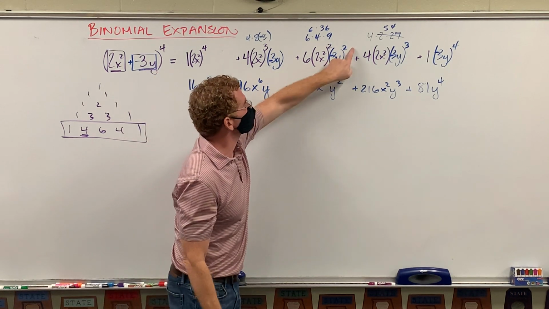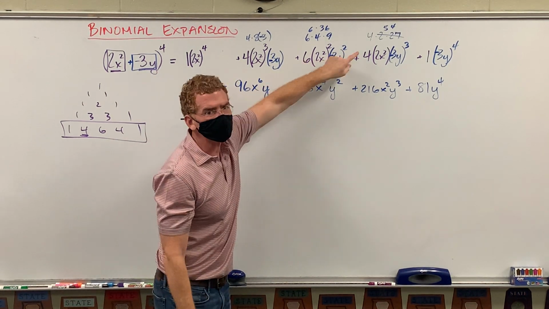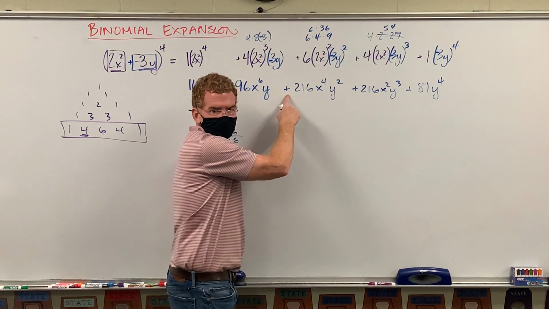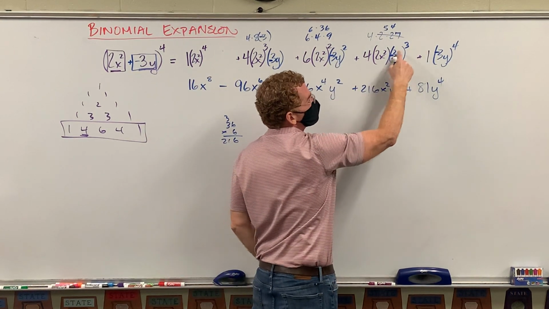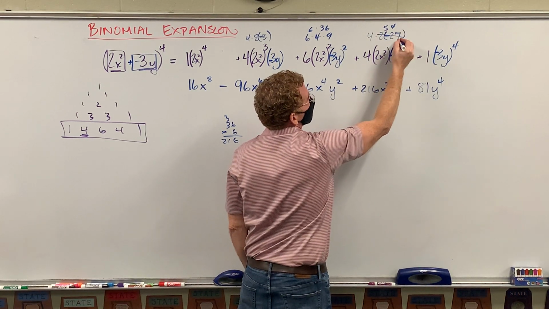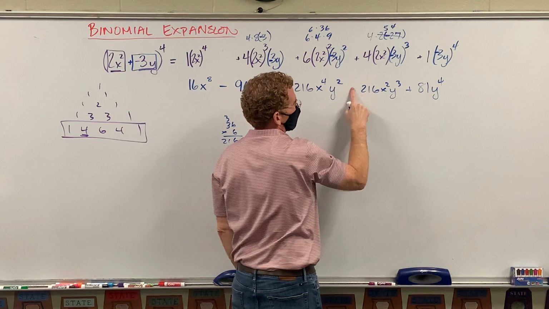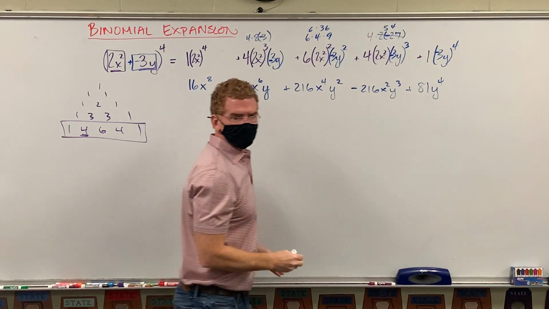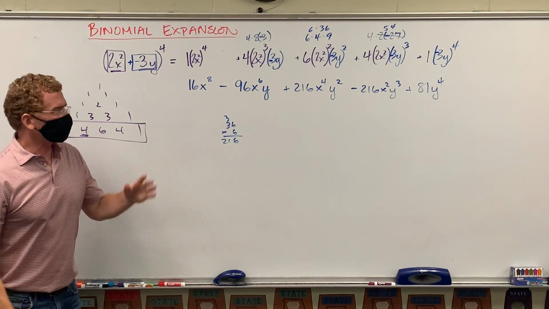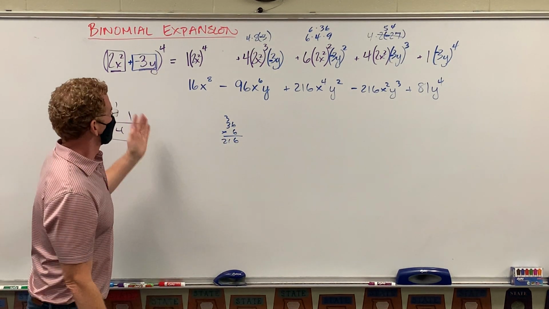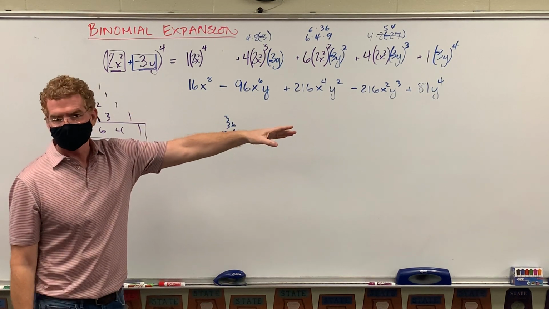Now here I would have had 2 negatives. 2 negatives does what? So that would not have changed this, would it? But here I would have had 3 negatives. 3 negatives would have made that a negative 27, which would have made that a negative 216. And here 4 negatives would have stayed positive. Well, when I look at my final answer, I just see plus, minus, plus, minus, plus.